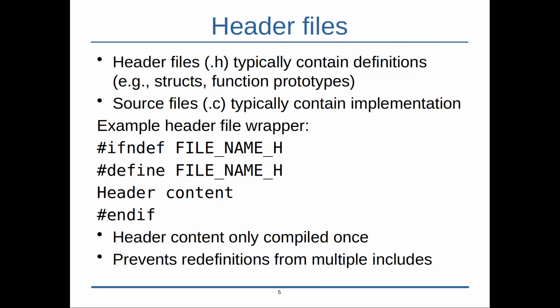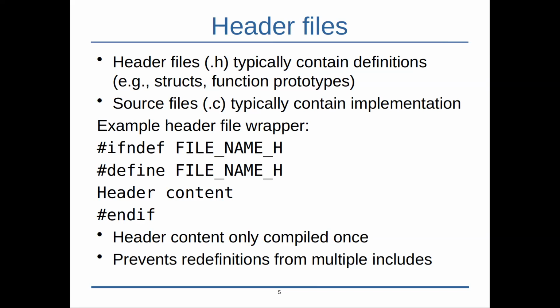Sorry, file name h, right? Include the entire header content and exit, right? So now the second time you're going to include this header file, it's going to check, okay, is file name h defined? Yes, it is. So therefore, it will skip the entire header file. So this is why you won't compile it twice.